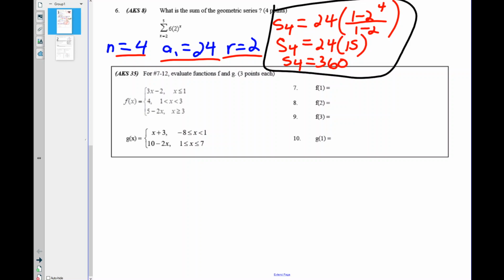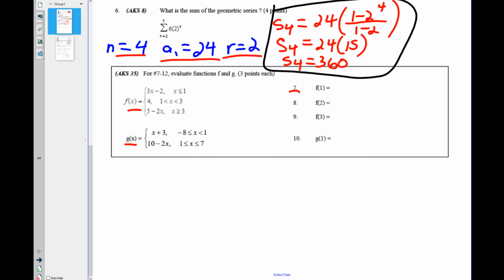Now look, there's two functions here. One of them is called f and one of them is called g. Within each function, they each have pieces. So you got to make sure that you're plugging these inputs into the correct piece. So number 7, when it says f at 1, what piece am I plugging that into?